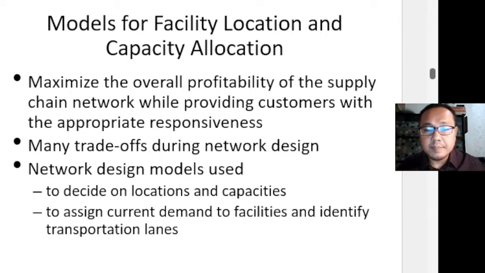Okay. Then the managers' goal when locating facilities and allocating capacity should be to maximize the overall profitability of the resulting supply chain network while providing customers with the appropriate responsiveness. So revenues come from the sale of product, whereas costs arise from facilities, labor, transportation, materials, and inventories. The profit of the firm is also affected by taxes and tariffs. Ideally, profit after tariff and tax should be maximized when designing a supply chain network.